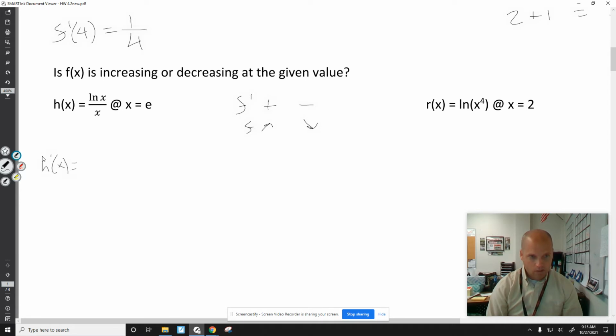Now, this log x over x, I have to use the quotient rule. The derivative of the top times the bottom, minus the derivative of the bottom times the top, all over the bottom squared.